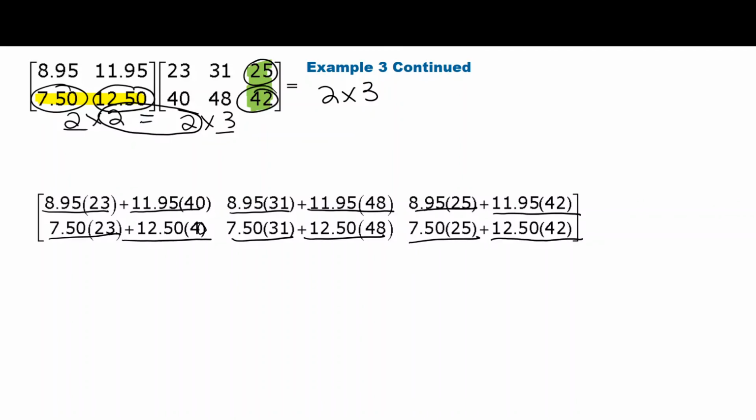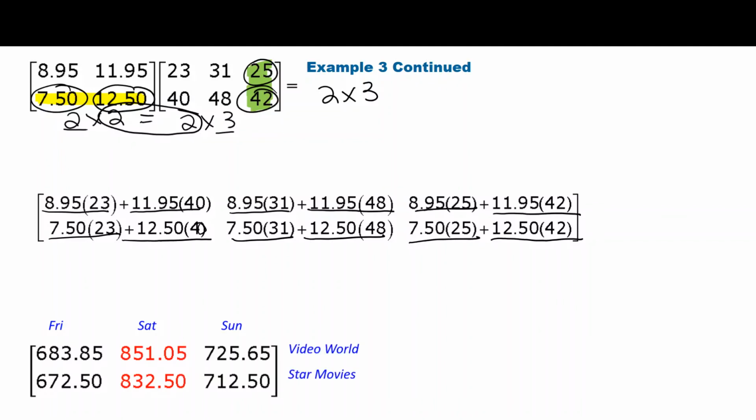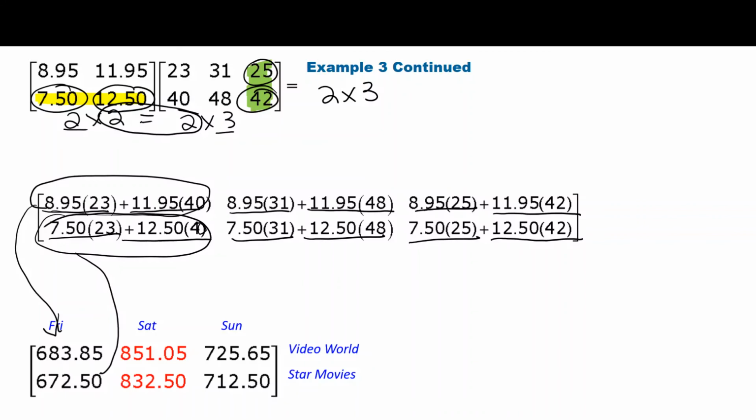All right, so what we need to do is go through and multiply and add all these things out. That's a lot of work, but when you do, we come up with this amount right here, and this amount is our Friday sales. All right, and so forth. So then this one corresponds in here. This one corresponds in here.